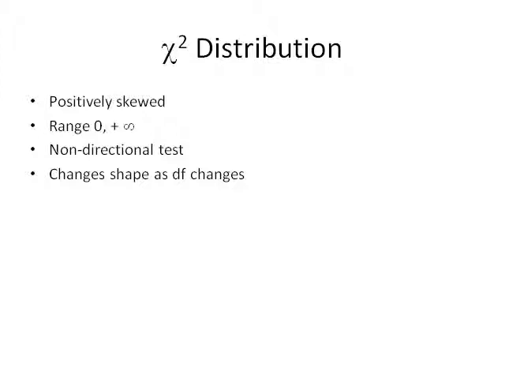In addition, because there are no negative values, the chi-square test is a non-directional test with no ability to evaluate a two-tailed hypothesis. Also, like the t and the F, the chi-square distribution changes shape as degrees of freedom change. Before going to the next slide, see if you can answer this question. What happens to the critical value of the chi-square distribution as degrees of freedom increases?